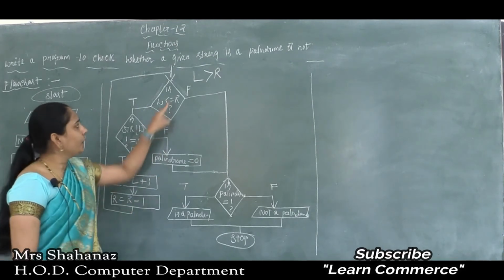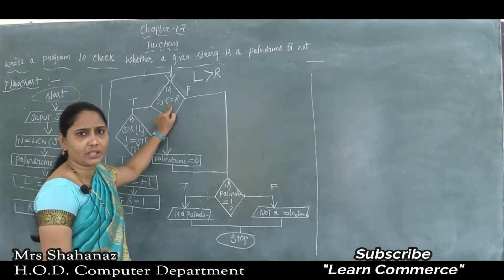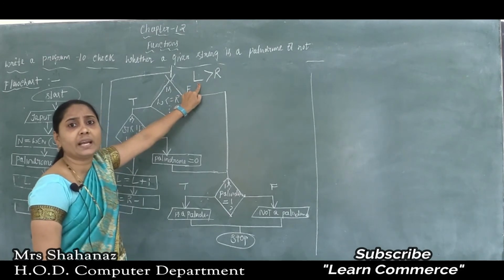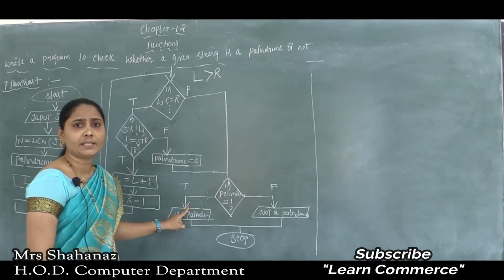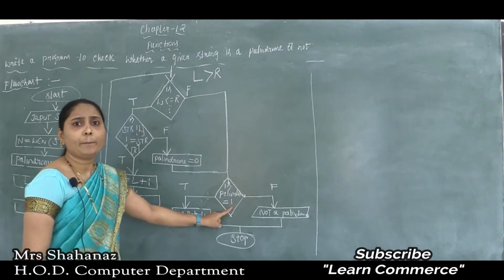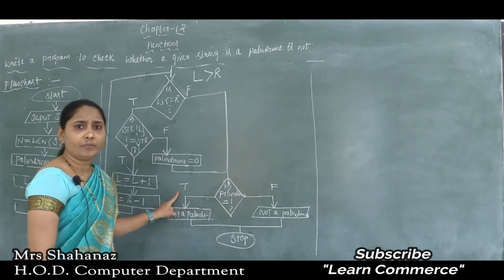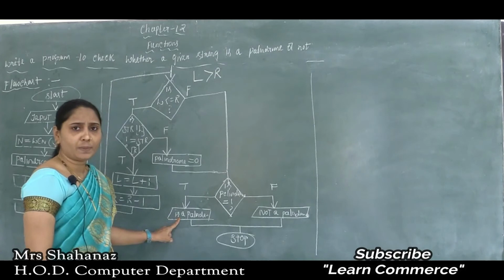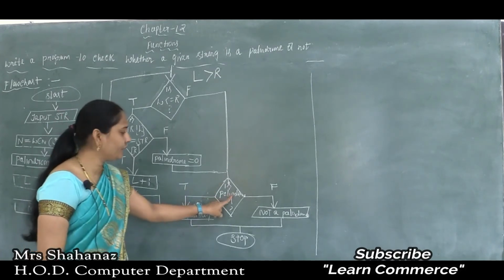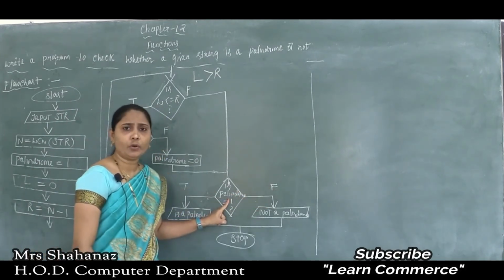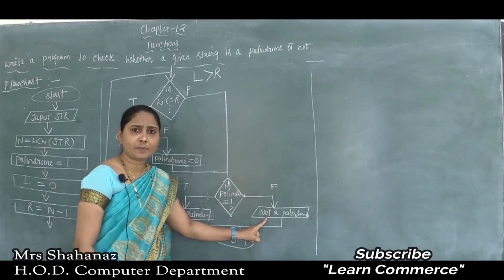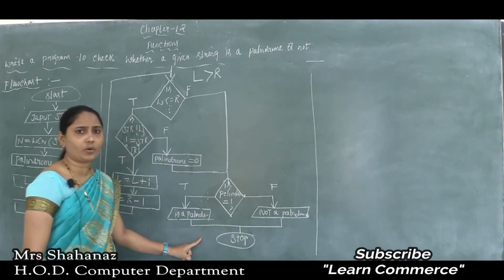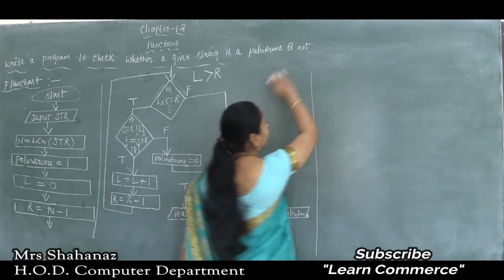And when the condition is false, the L value is greater than the R value. Then finally we check whether the given word is a palindrome or not. If the palindrome value is equal to 1 and the condition is true, display "is a palindrome". If the condition is false, the palindrome value is not equal to 1, display "not a palindrome", and stop the program. Okay, now after that let's start the program.